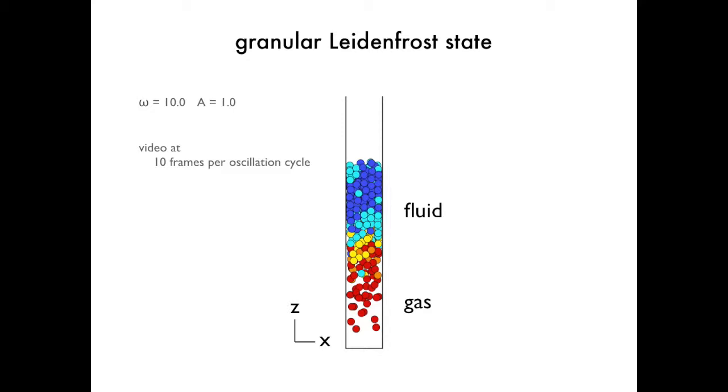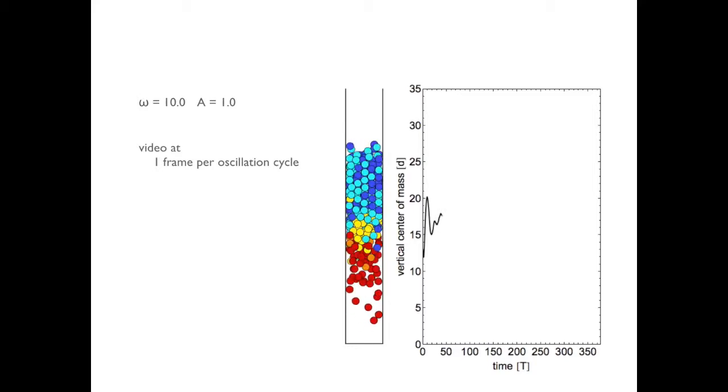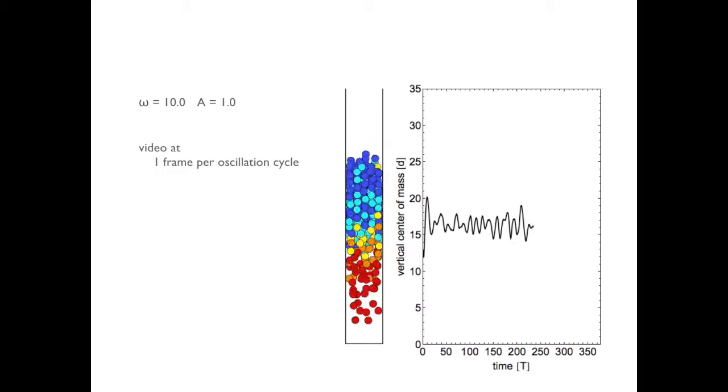observed in regular fluids. We have now considerably sped up the video to 1 frame per oscillation cycle. On the right, the evolution of the center of mass of the particles is shown. It can be clearly seen that the granular bed is oscillating in a fairly regular way.